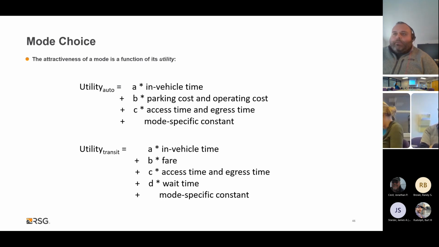You can think of this as there's a parameter, and the parameter is going to be the size of the impact of you choosing auto. And then you have a mode specific constant. The mode specific constant is essentially a value of everything that wasn't captured in these other parameters.